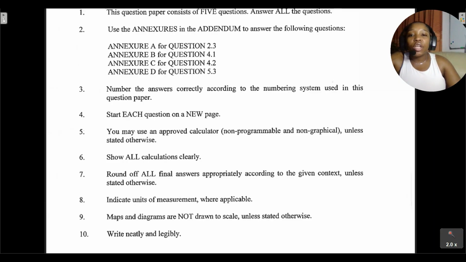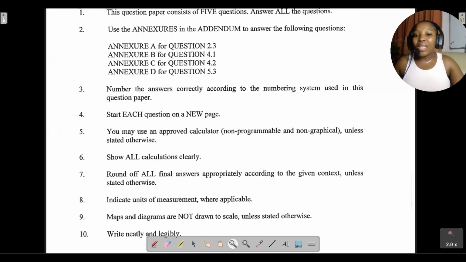Start each question on a new page. You may use an approved calculator. Okay, you need to show all calculations clearly. You need to round off all final answers appropriately. So that basically means that you must only round off the final answer, unless stated otherwise. Indicate units of measurements where applicable, right? Maps and diagrams are not drawn to scale unless stated otherwise. You need to write neatly and legibly.